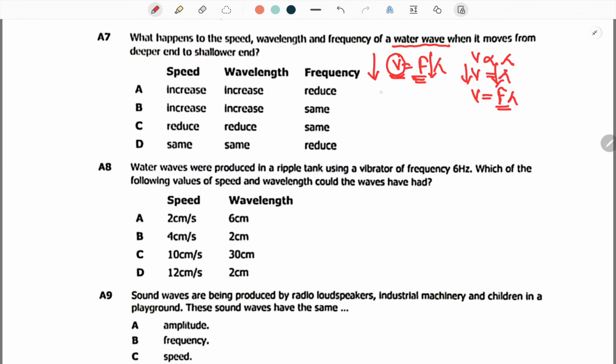So in this case, what I'm trying to tell you is your velocity is going to reduce, your frequency is going to remain the same, your wavelength is also going to reduce. So speed should reduce, frequency should remain the same, wavelength should reduce, and our answer is actually C.